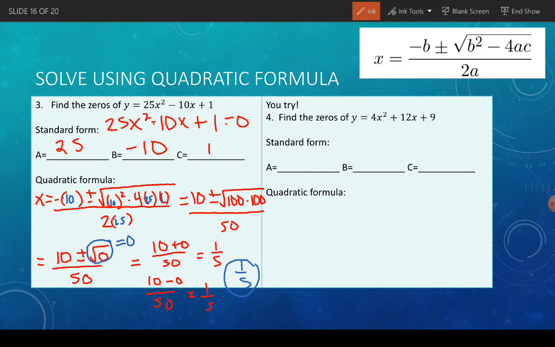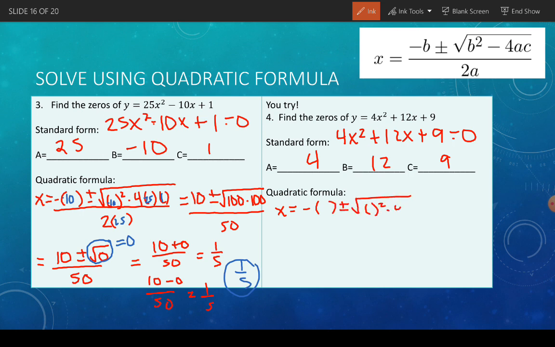Okay, so in standard form, we have 4x squared plus 12x plus 9, and that is equal to 0. It will be 4, 12, and 9. Now, we'll plug it into our quadratic formula. So x equals negative b plus or minus the square root of b squared minus 4ac all over 2a.